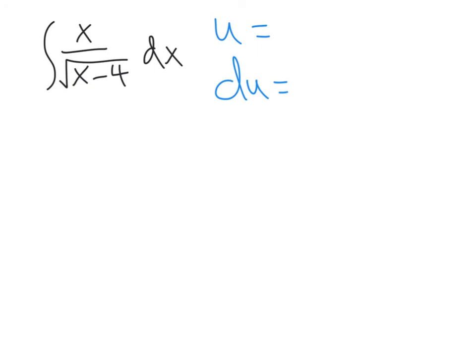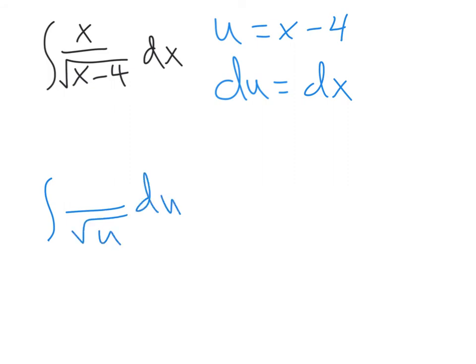But if you follow your instincts and let u be x minus 4, then our du would be dx. That's true. Now what we can do is we can write this as the root u, and our dx will be du. The question is, what do we do about that other x on top? Well, if you take your du equation and actually solve it for x, let's just take this off to the side real quick. If you solve this for x, you can add the 4 to the other side, and you can actually get u plus 4 equals x.